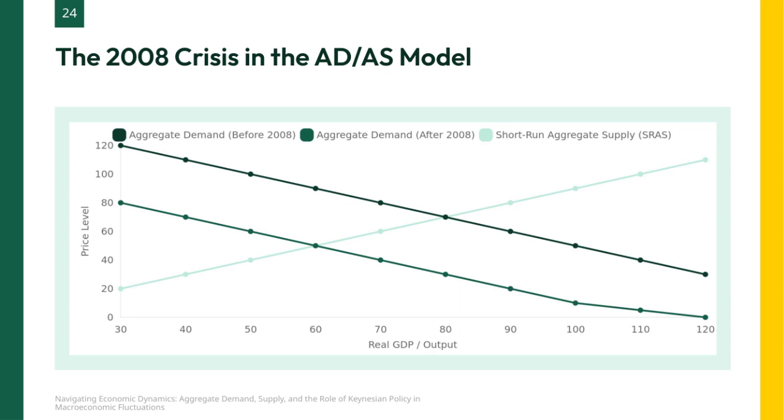Notice how the aggregate demand curve shifts significantly to the left after 2008, indicating a decrease in demand at every price level. This reflects the sharp contraction in economic activity during and following the crisis. The short-run aggregate supply curve remains relatively stable, but the overall effect is a lower equilibrium output and price level in the post-crisis period. This visualization helps us understand the impact the financial crisis had on overall economic demand and how it disrupted the balance between demand and supply.